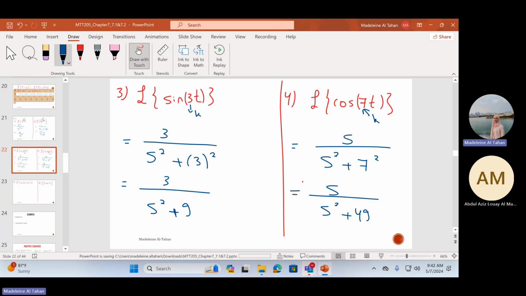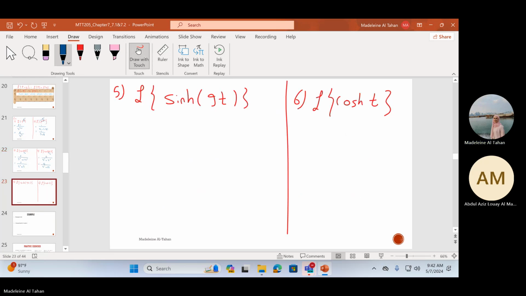Is it clear, miss? Then we need to apply the sinh and cosh. Okay, start with these ones, compare them to the rules about sinh and cosh. Remember, sinh is the same as sine, but instead of plus, we have minus. Similarly, cosh is the same as cosine, but we have minus. What's our K here?